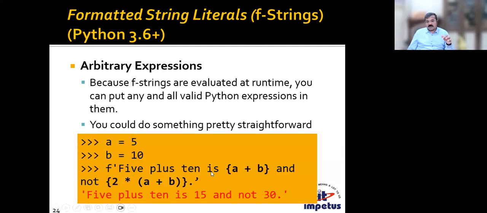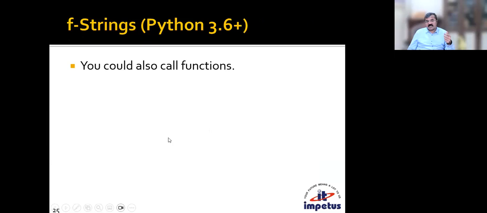You can pass an expression. Look at this. I say 5 plus 10 is A plus B. So the placeholder can have an expression. A plus B, A and B are two integer variables. The expression ka result will get printed and not 2 into A plus B. So 5 plus 10 is 15 and not 30. The expressions can be given. Large expressions, A plus B. Here I'm saying 2 into A plus B. So a placeholder can have mathematical expressions, string expressions, any kind of expressions.